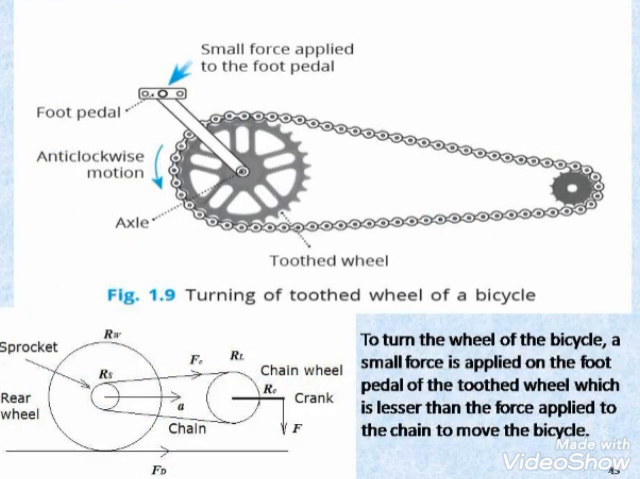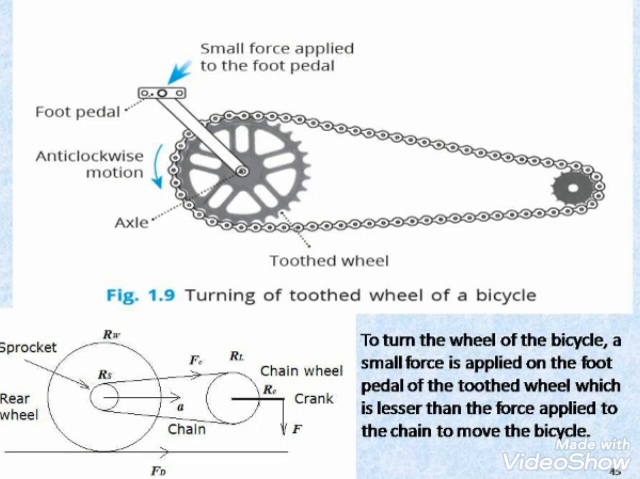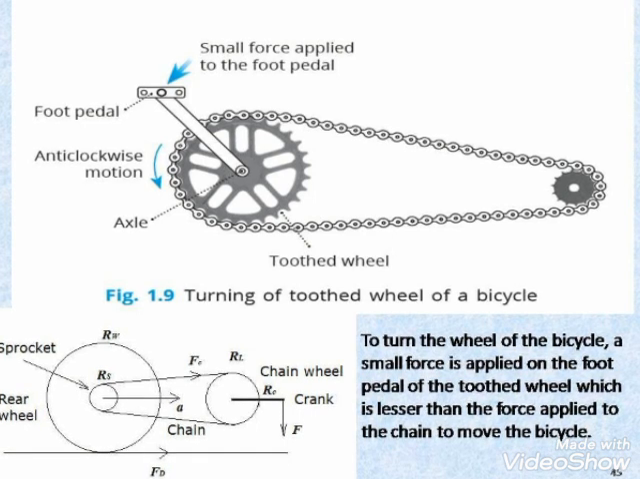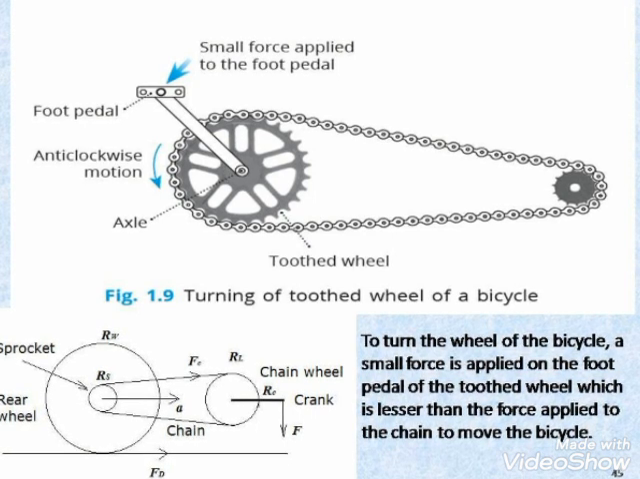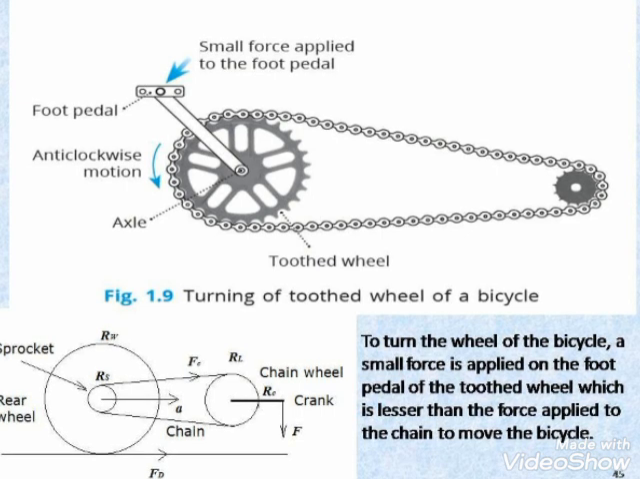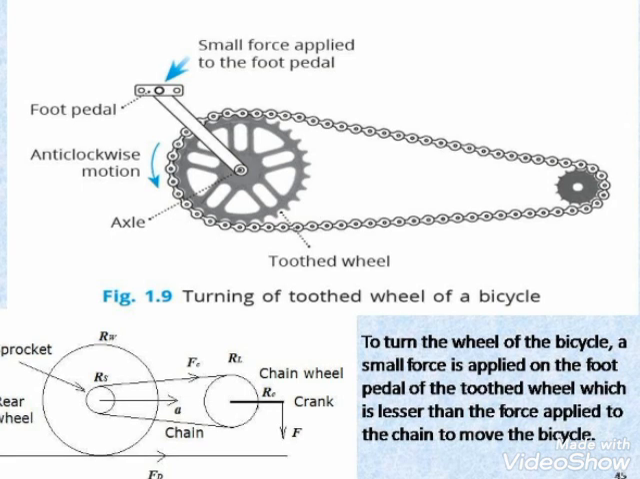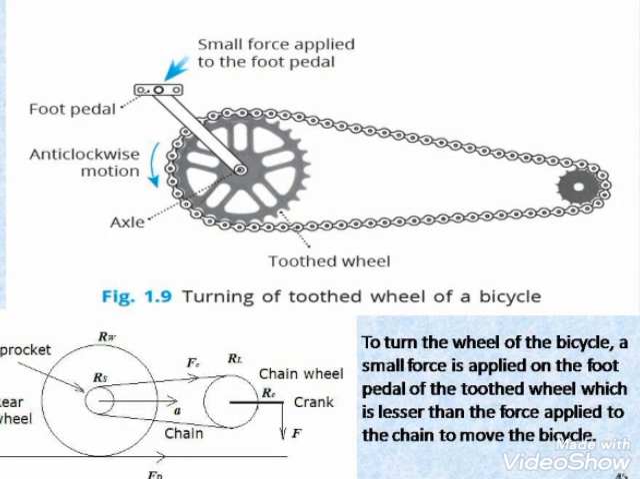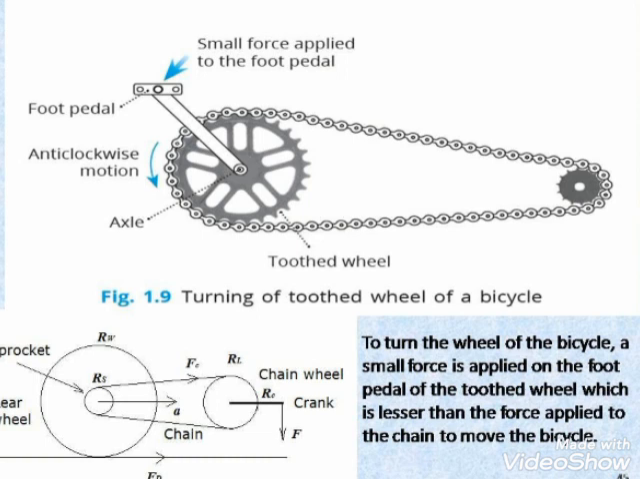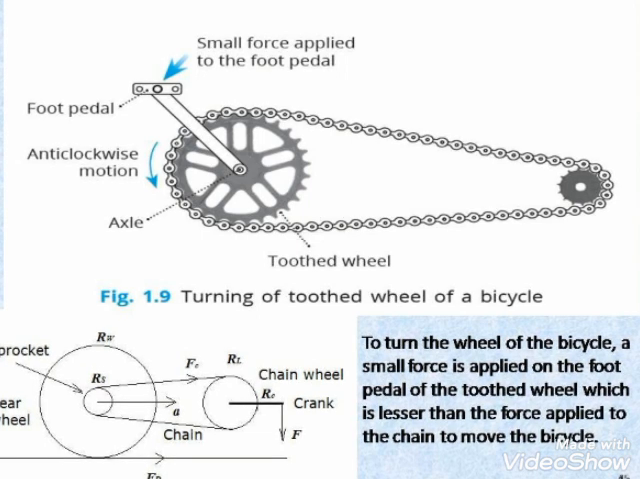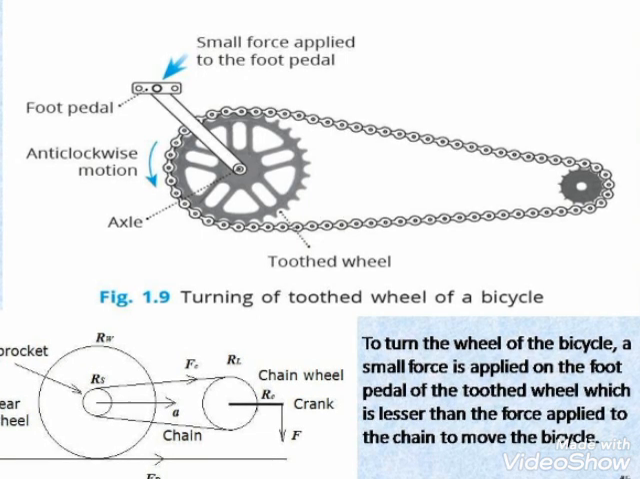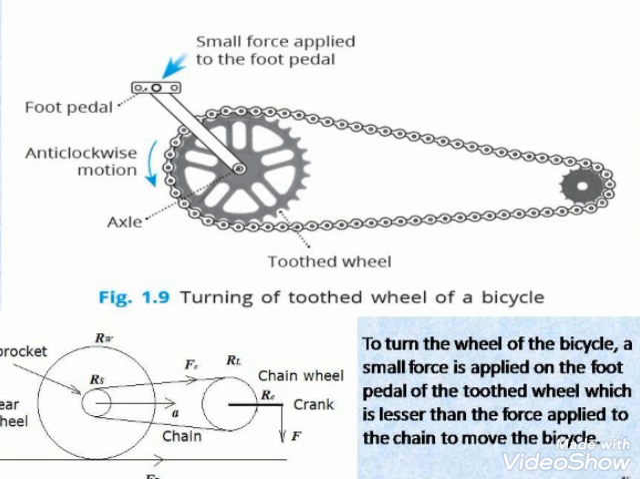Now, turning the toothed wheel of a bicycle is another example. When I apply a small force to the foot pedal, it produces an anti-clockwise motion. To turn this wheel of the bicycle, a small force is applied on the foot pedal of the toothed wheel, which is lesser than the force applied to the chain to move the bicycle. You use this in your day-to-day life, but you are not aware that you are using it.